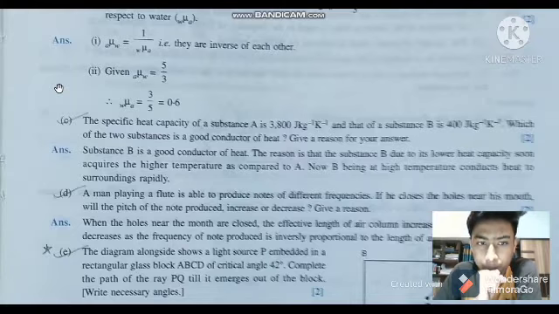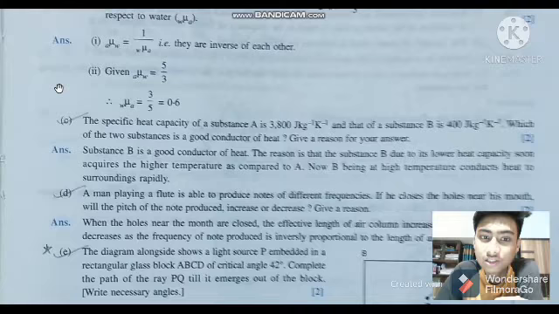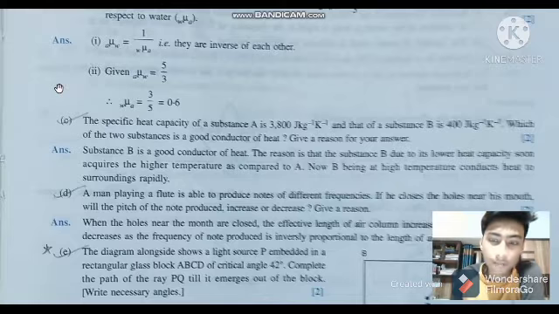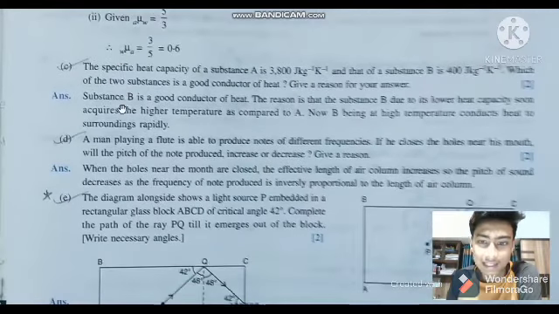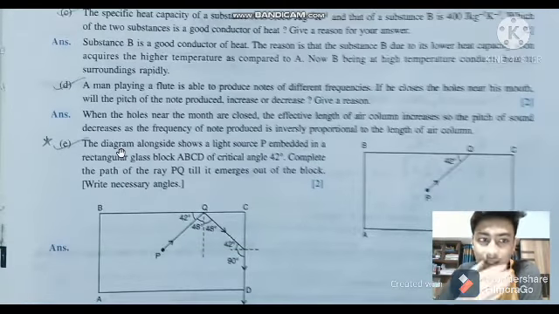Okay, so which one will be a good conductor? Obviously the lesser one. See the reason. Substance B is a good conductor of heat. The reason is that substance B has got a lower quantity of specific heat, which acquires higher temperature as compared to substance A. Now, substance B at high temperature conducts heat from its surrounding rapidly. That is the main thing which you're going to write in your answer.